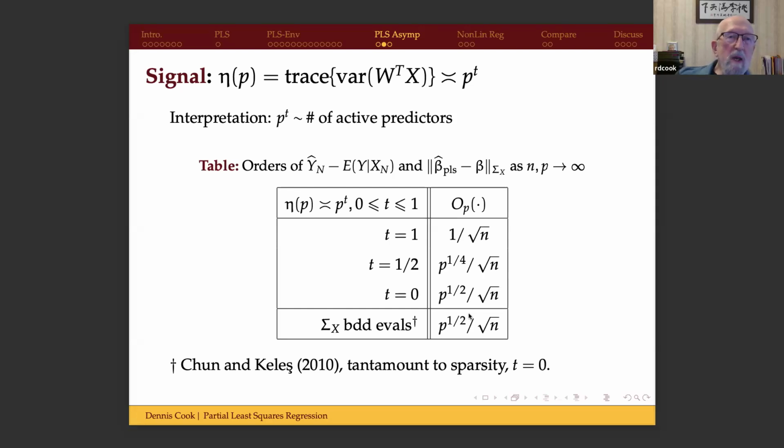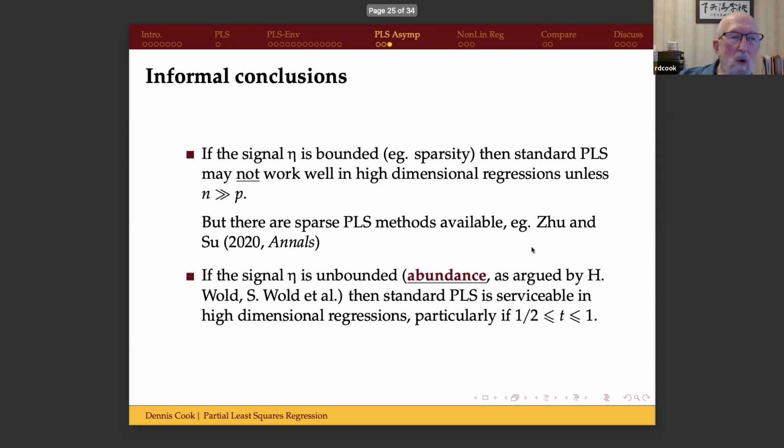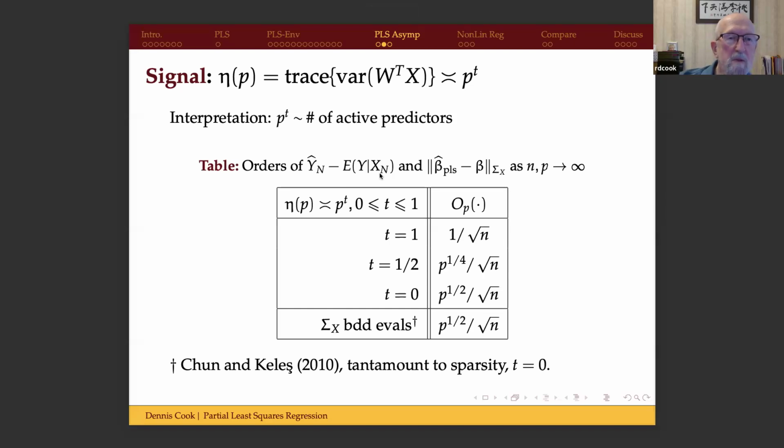the trace of the variance of the reduced predictors. And for the purposes of these calculations, we're going to model that with p to the t power. So we can think of p to the t as the number of active predictors, or asymptotically equivalent to the number of active predictors. So the table gives the orders of this difference, the estimate of the conditional mean, and how well we're doing to estimate beta. And it gives those orders as n and p are going to infinity.